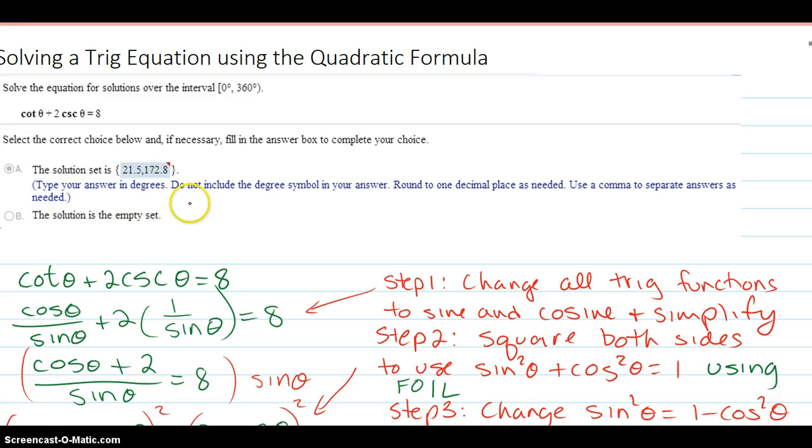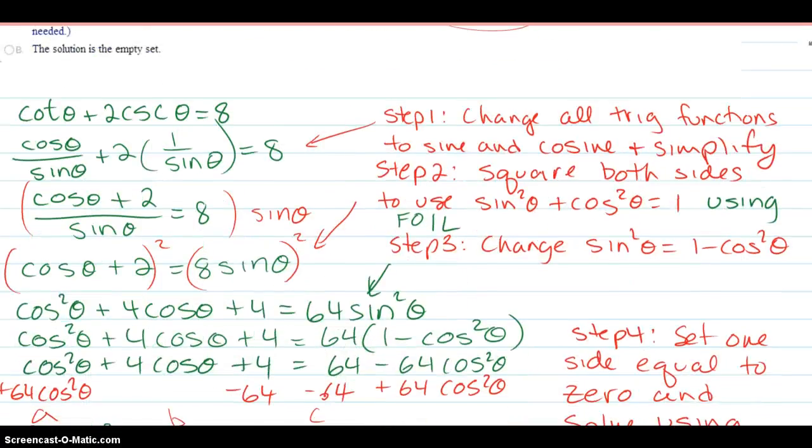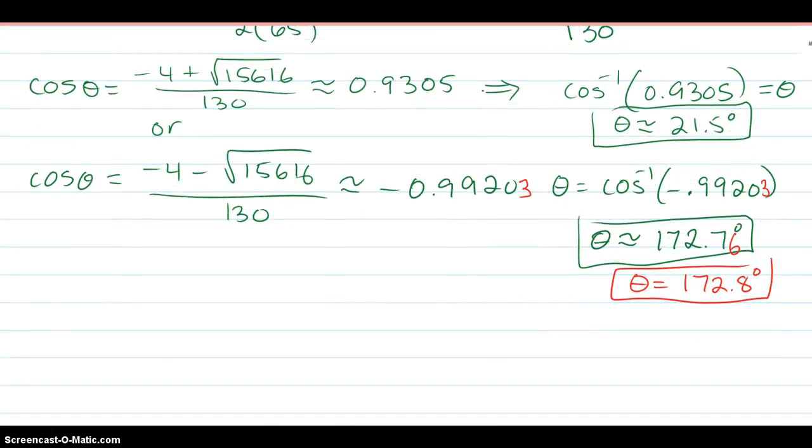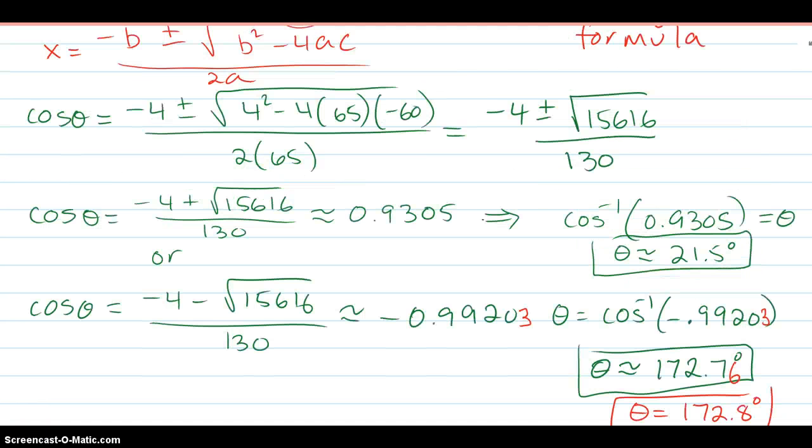Right, type your answers in degrees. Do not include the degree symbol in your answer. Round to 1 decimal place. And use a comma when needed. So now I did that correctly. It's actually a good idea to go much farther than I did to get accuracy. Don't round until the end.